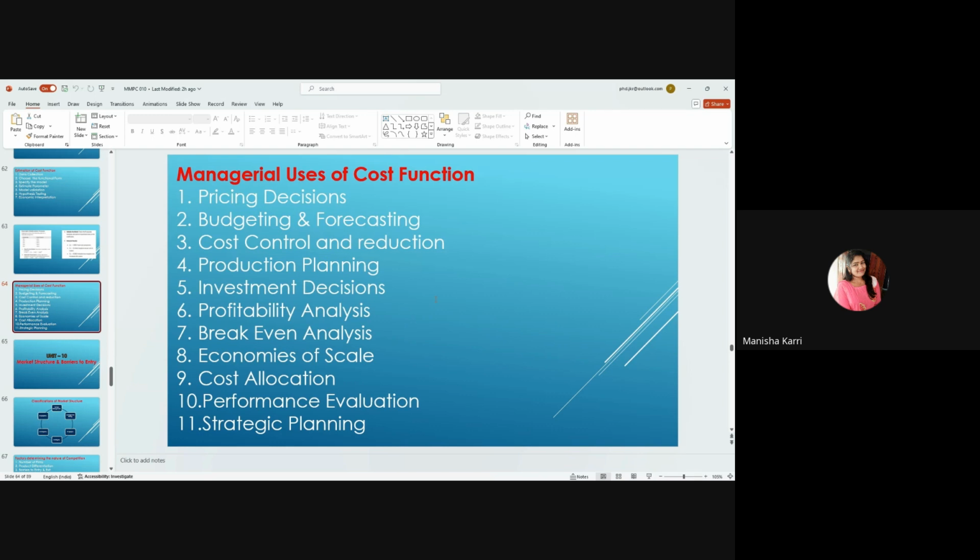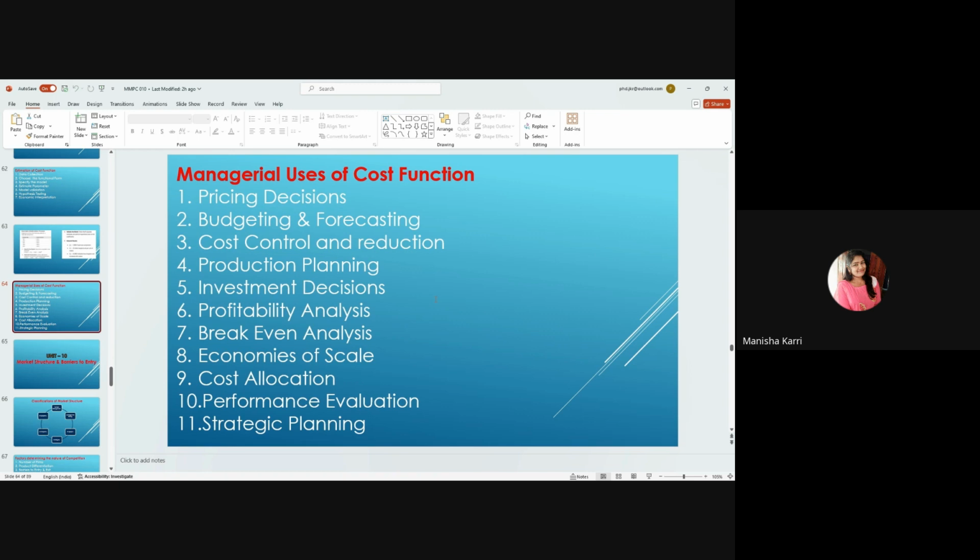Later, investment decisions, when considering new investments in technology, like equipment or processes. In this scenario, the cost function helps to evaluate the potential impact on costs. Managers can compare the costs and benefits of different investment options to make informed decisions. This is nothing but investment decisions.